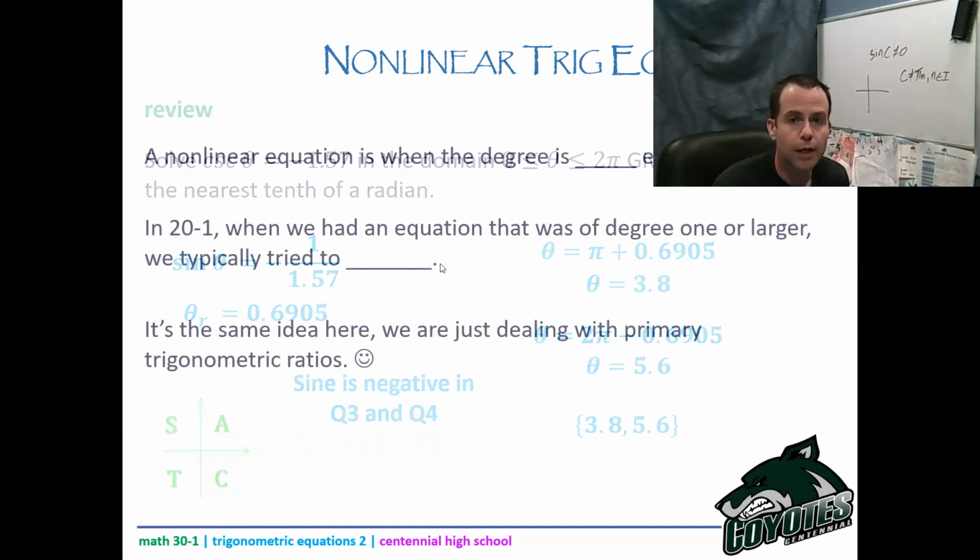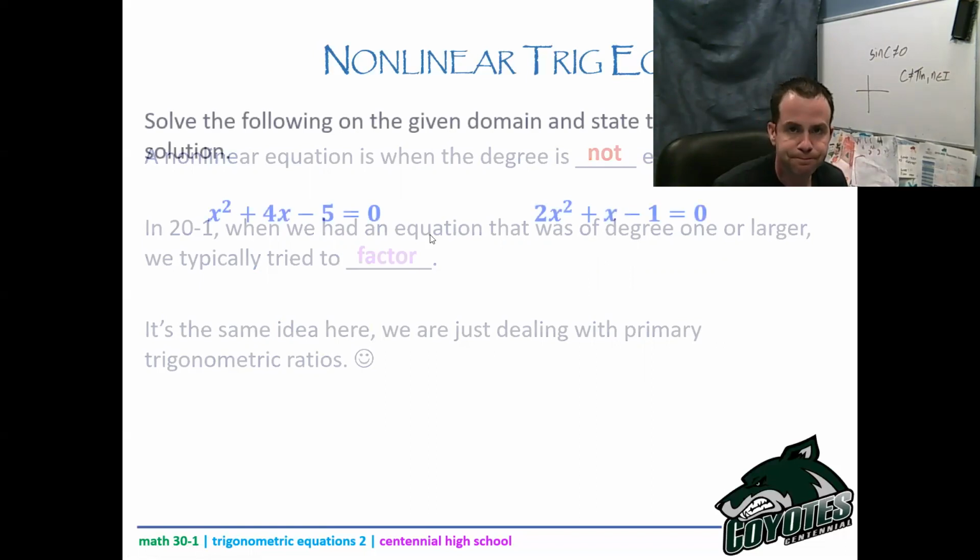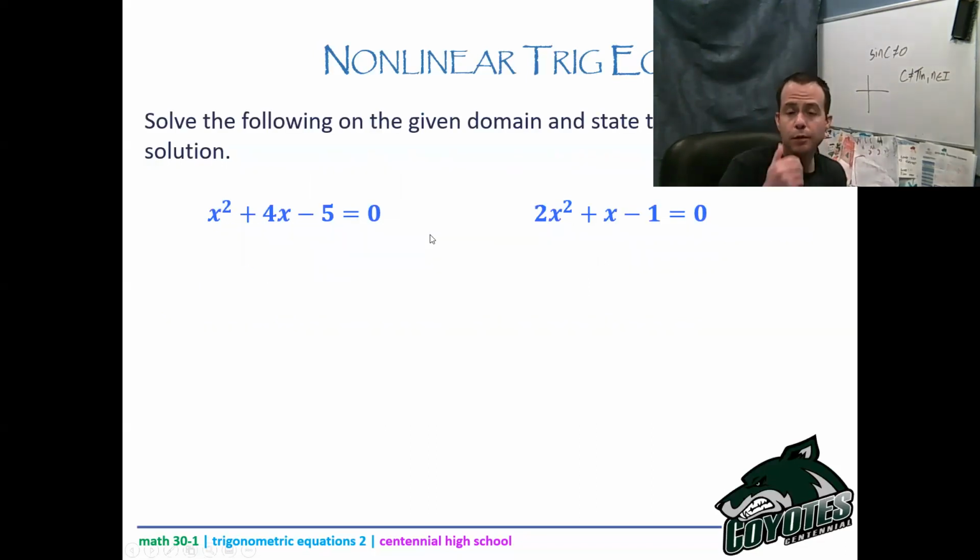Okay, so a nonlinear equation is when the degree is not equal to 1. If it was a linear equation, it would be equal to 1. In Math 20-1, when we had an equation that was of degree 2 or larger, we typically tried to factor it, and that's the same thing we're going to do here. It's the same idea, we're just dealing with primary trigonometric ratios. Okay, so just a quick review before we get messy and throw in some trig ratios.